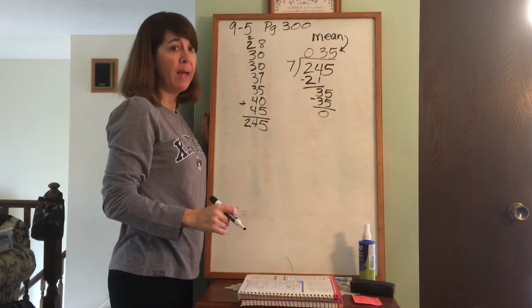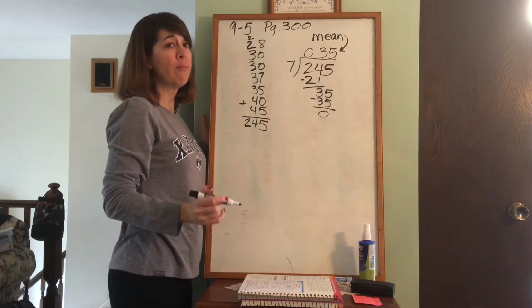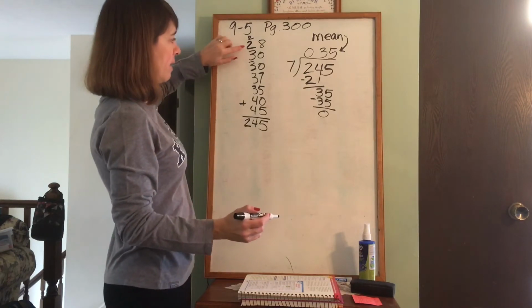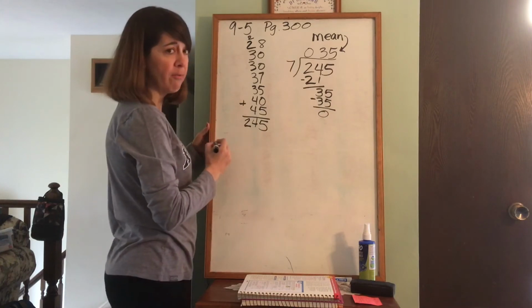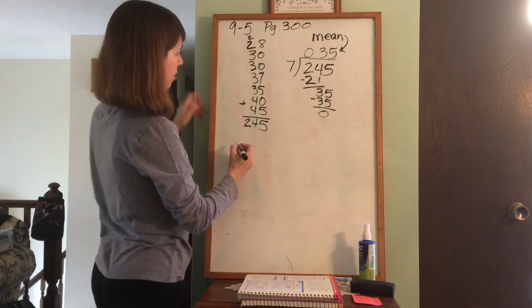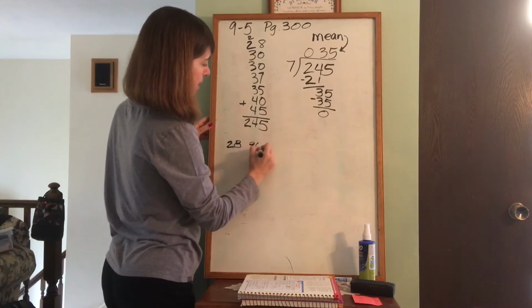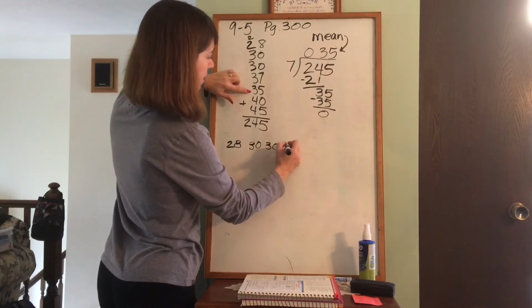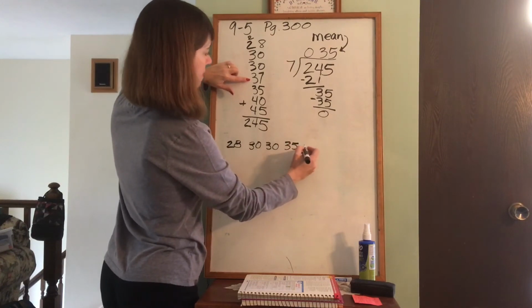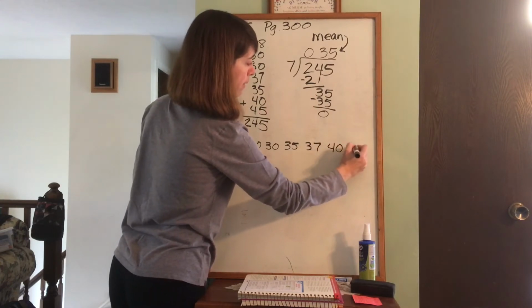The next thing we're going to do is median, and median means you're looking for the middle number. In order to do that, you've got to put your list of data numbers in numerical order from least to greatest. So we're going to take these same numbers here, but we're going to put them in order left to right from least to greatest. So I'm going to take 28, and then 30 happens twice. The next one would be 35, and then 37, and then 40, and then 45.